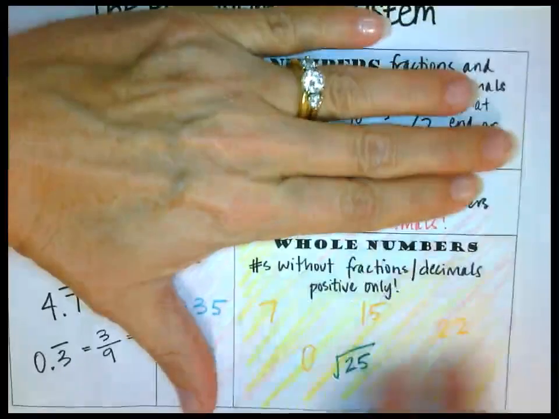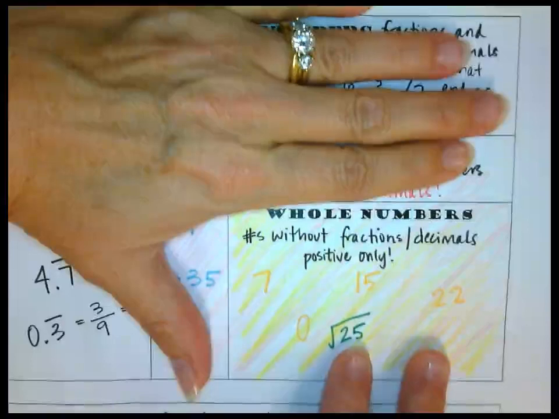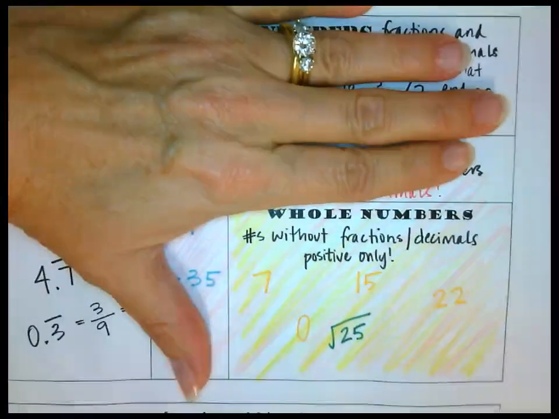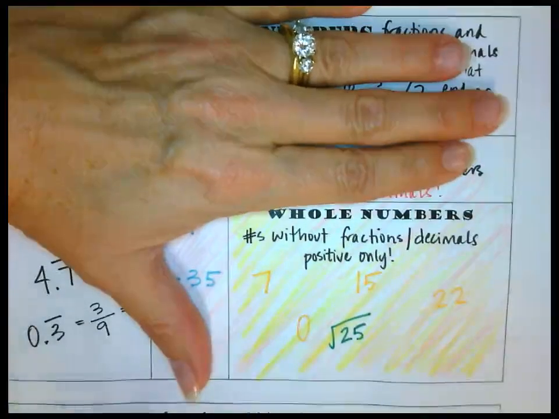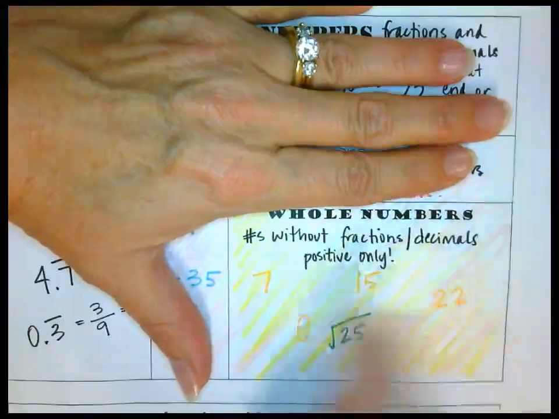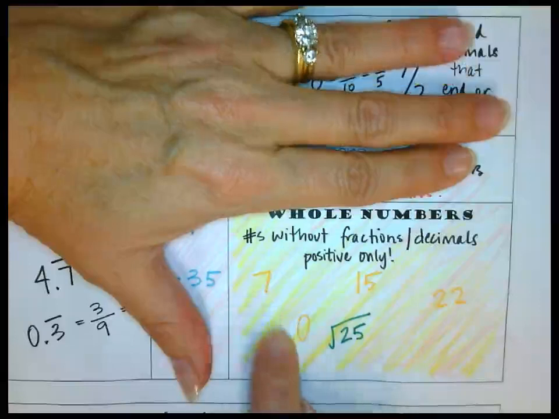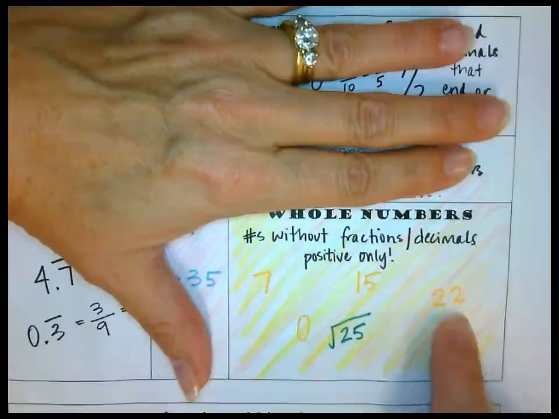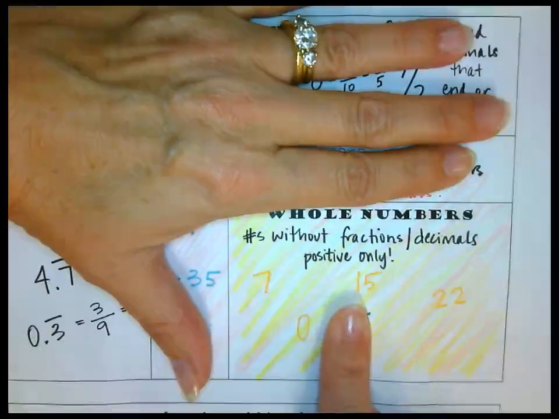In this box right here, we have our whole numbers, and whole numbers are complete numbers. They are numbers that do not have fractions or decimals. Whole numbers are also positive only. So we have examples of 7, 0, 15, 22. We added this one later.